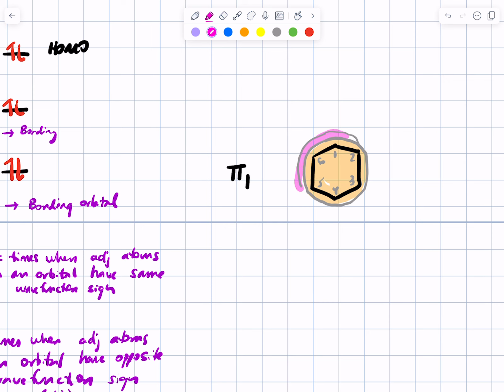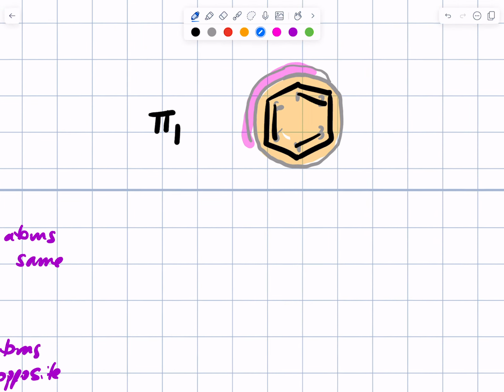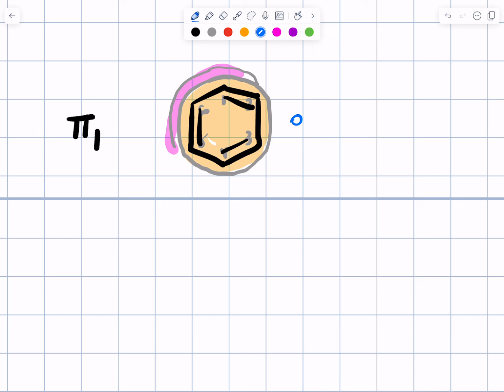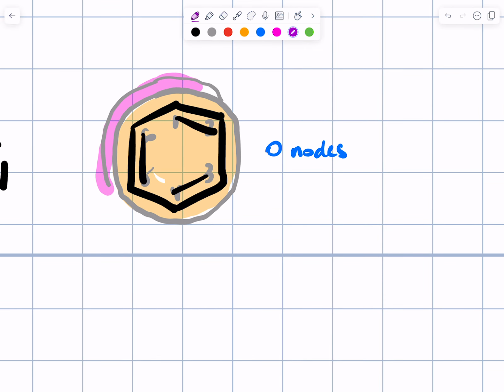The sigma bonds of the benzene ring are in the plane of the page. And then you've got the pink lobe below the plane of the page. Now, that orbital, like the pi1 of 1,3,5-hexatriene, has 0 nodes. Let's count the number of times adjacent atoms have the same wave function sign. 1 there, 2, 3, 4, 5, 6.